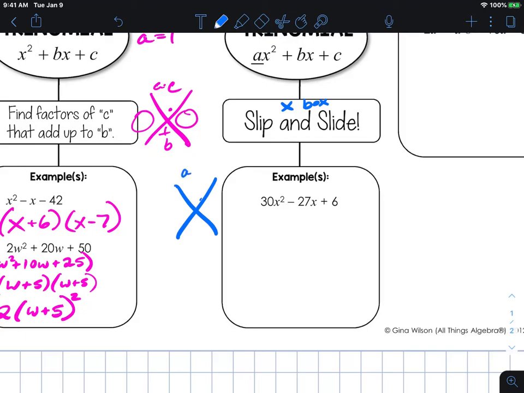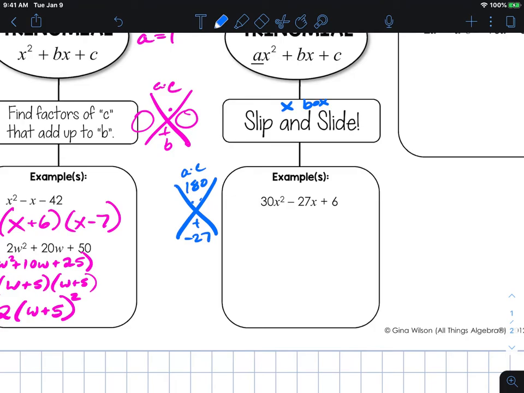I'm going to need a times c. And so in this case, I'm going to need 30 times 6. All right. And I know 30 times 6 is going to be, I believe, 180. The sum is negative 27. And I got to figure out 2 factors that are going to multiply to make 180. Okay, so this one's tough because that's a big number.